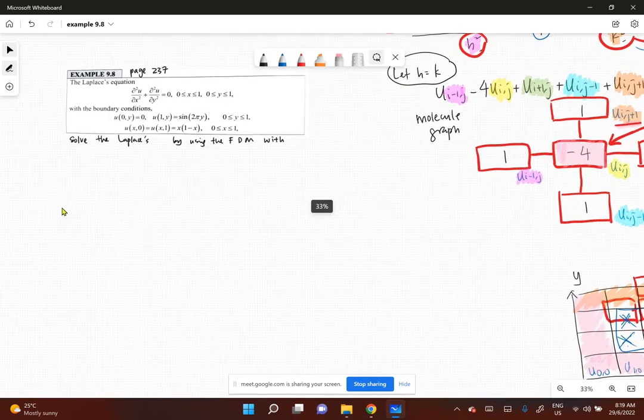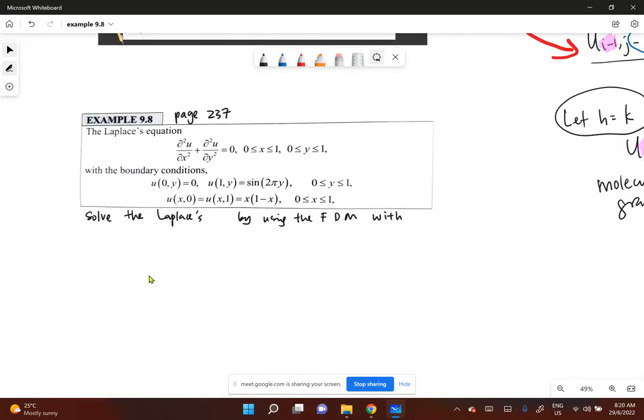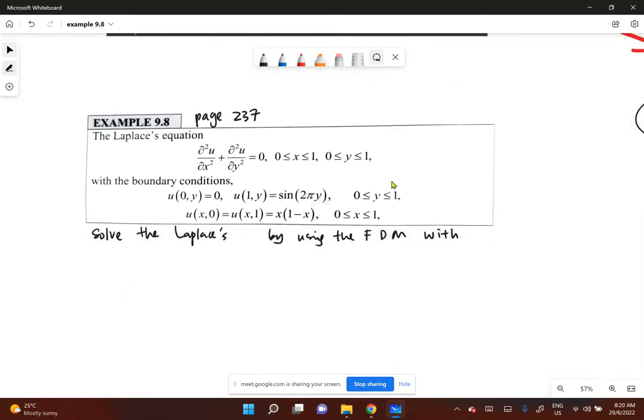Okay, we go to Example 9.8. Example 9.8 is on page 237. Here it says the Laplace equation: the second partial derivative of u with respect to x plus the second partial derivative of u with respect to y equals 0, for x larger or equal to 0 and smaller or equal to 1, and y is the same.